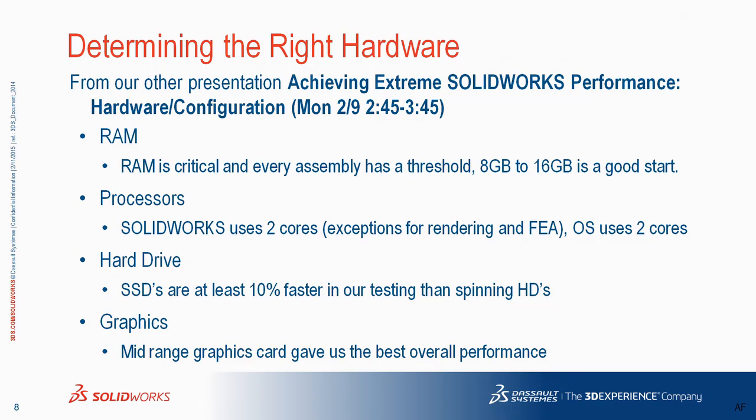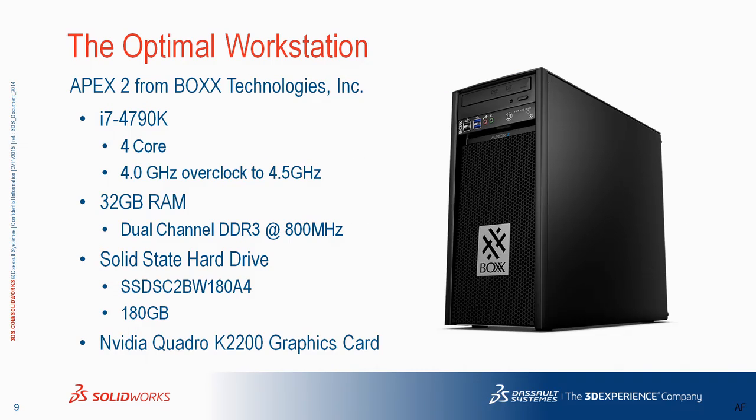Processors, SOLIDWORKS uses 2 cores, except for rendering and simulation, of course. And then the OS can use up to 2 cores as well, okay? The hard drive, we use SSDs, or at least 10% faster. We've had it as high as 15, 16% faster in some of our testing, and we found that the mid-range graphics cards are the best option to allow us the flexibility to handle just about anything, but not overdoing it, costing us a lot of money for functionality that we're not going to be using.